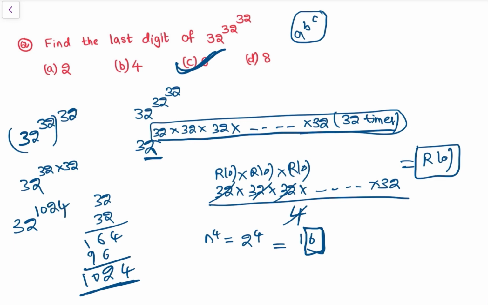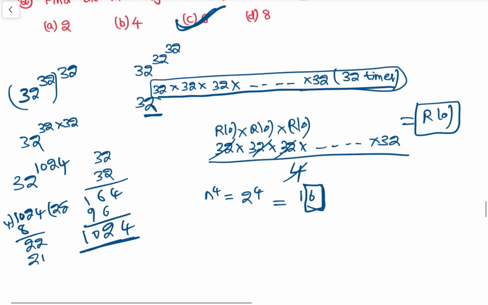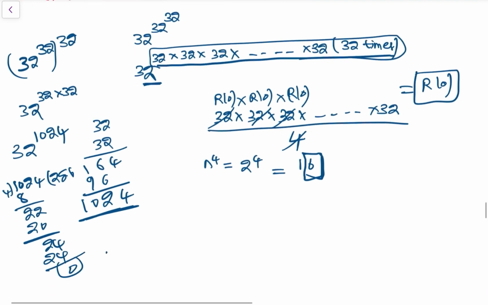Now how do we calculate that? 1024 divided by 4. 4 2s are 8, remainder 2. 4 5s are 20, then 24. 4 6s are 24. So here also the remainder is 0. So remainder 0 means n to the power 4, that is 2 to the power 4.